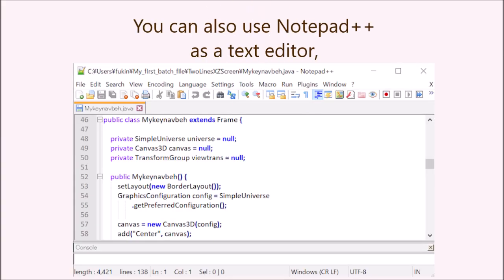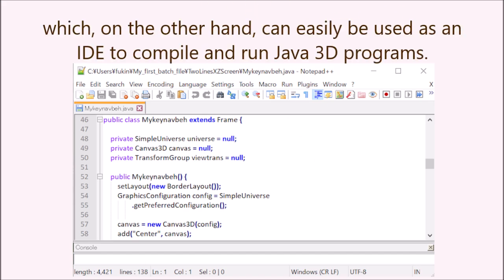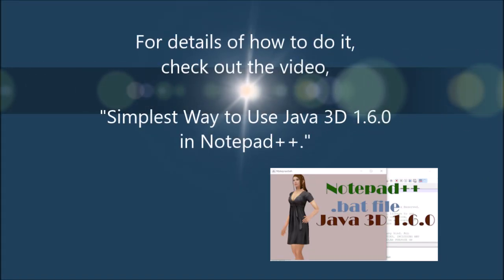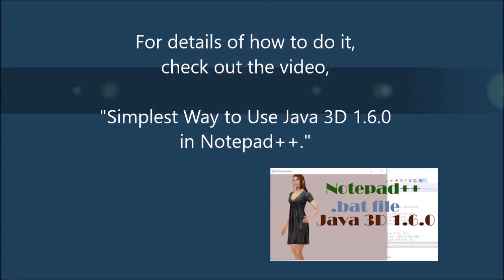You can also use Notepad++ as a text editor, which, on the other hand, can easily be used as an IDE to compile and run Java 3D programs. For details of how to do it, check out the video. Simplest way to use Java 3D 1.6.0 in Notepad++.